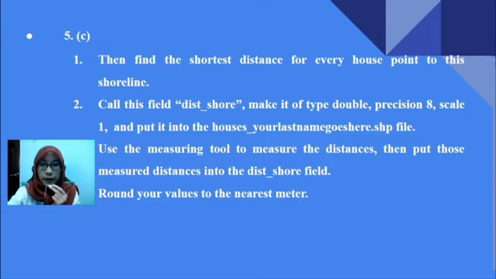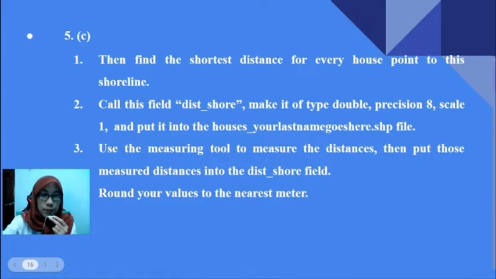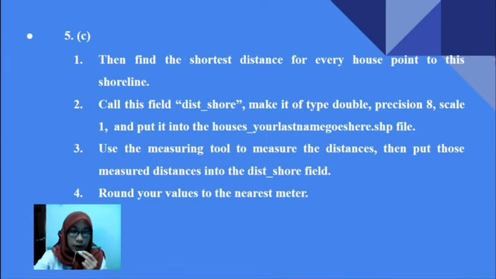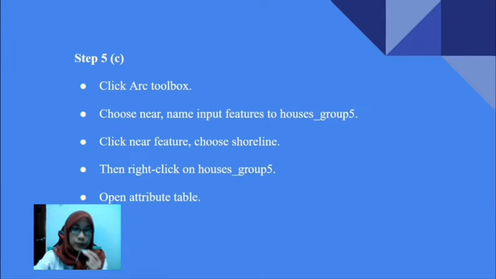Okay, we will make it type double, precision 8 from the scale 1, and put it into the house_your last name goes here .shp file. After that, we use the measuring tools to measure the distance, and then put those measured distances into the this_shore field. The last step is to round our value to the nearest meter.